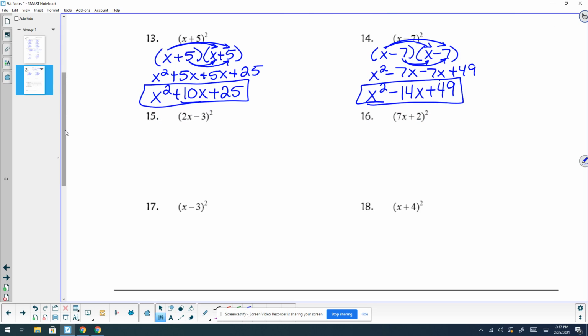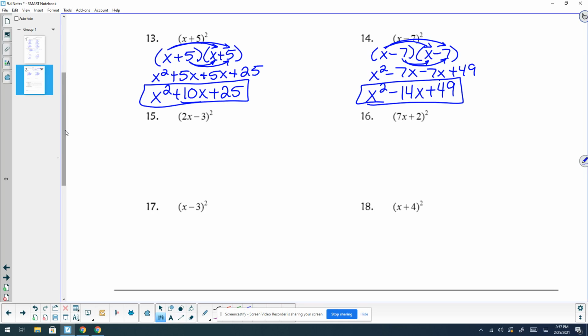We've done enough double distribution here. What I'm going to do is ask you to go ahead and pause the video, see if you can get 15, 16, 17, and 18 on your own, either using the pattern or using double distribution. It is up to you, and I will give you the answers here in a few minutes, okay?